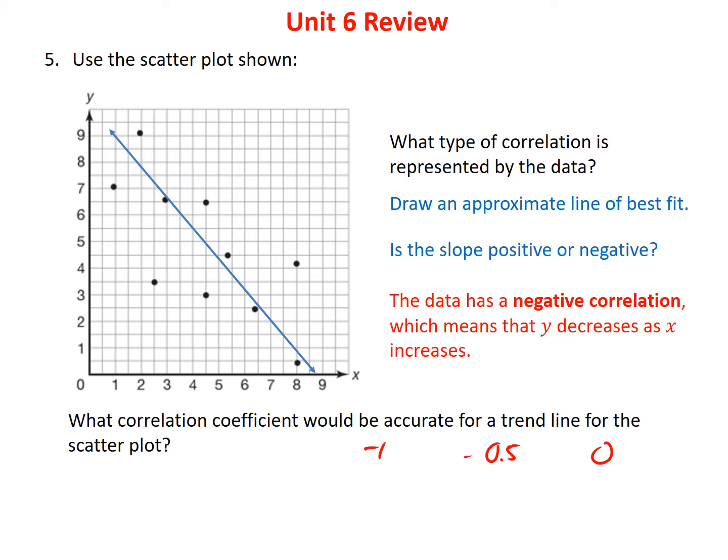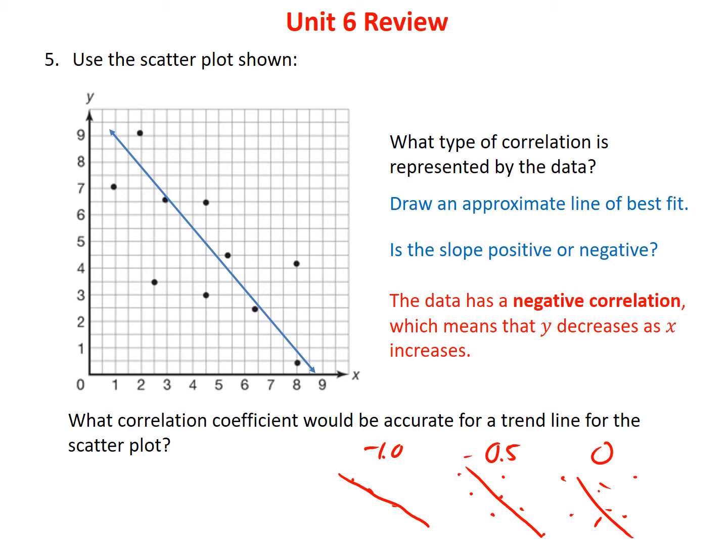Minus 1 would mean that every point was on the line. That would be absolutely accurate. 0 would be all over the place and there's really no correlation. 0.5 would mean there's sort of a correlation, but it's kind of halfway. As I look at this one here, I say, well, it's not a 1 and I think it's bigger than a 0.5.